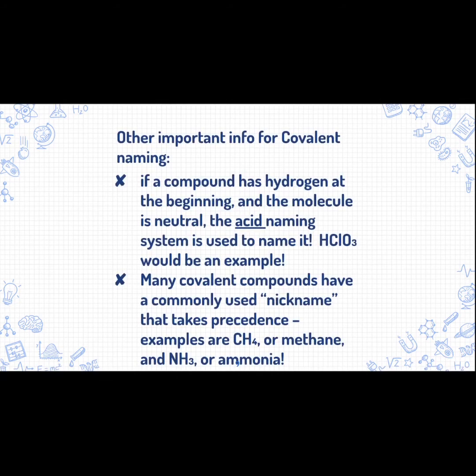Okay, some other important stuff. If a compound has hydrogen at the beginning and the molecule is neutral, we use the acid naming system. So HClO3 doesn't have a charge noted, so it would be neutral. Because that H is at the beginning, that makes it an acid. So again, this is stuff from Chem 1. Hopefully this is bringing back some memories. Many covalent compounds have a nickname, so if it has a nickname, it's just better to use that name. So CH4 is methane, NH3 is ammonia, H2O2 is hydrogen peroxide. So if it's something common like that, it'll have its own little nickname.